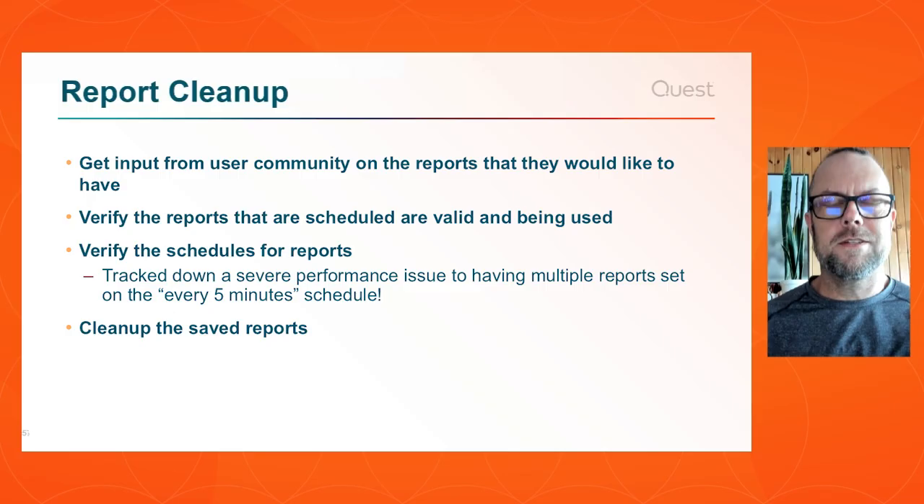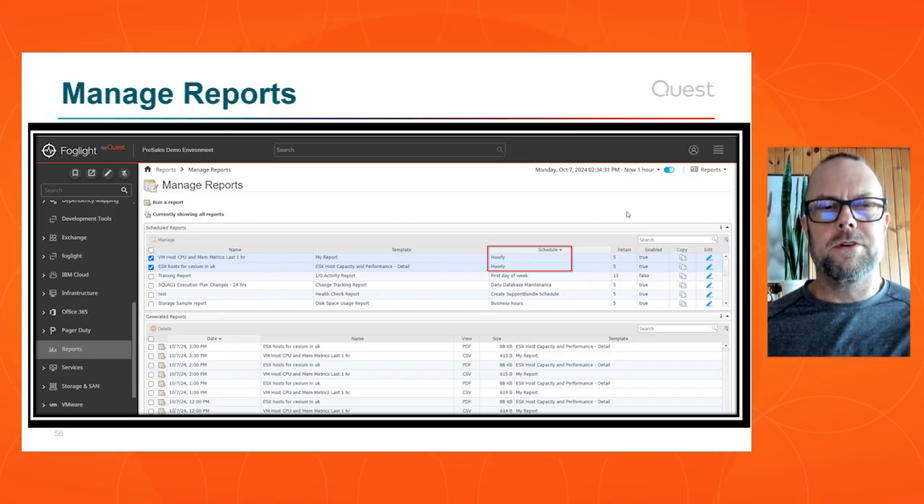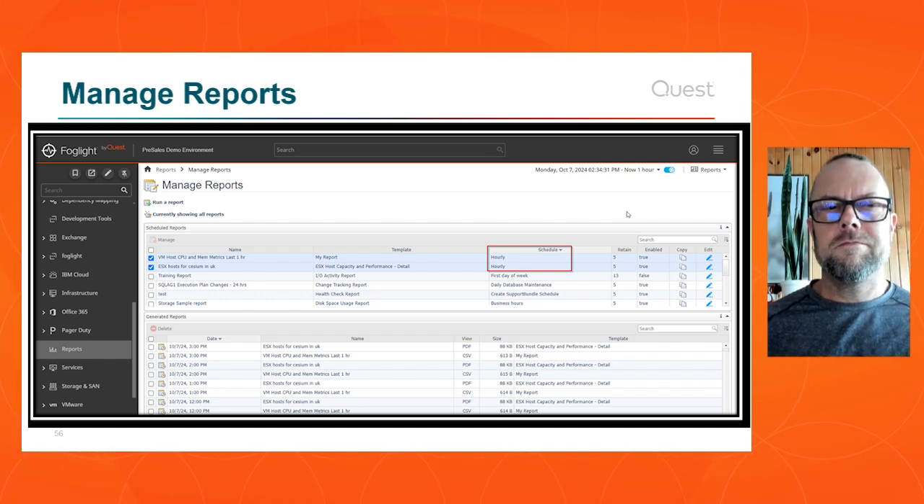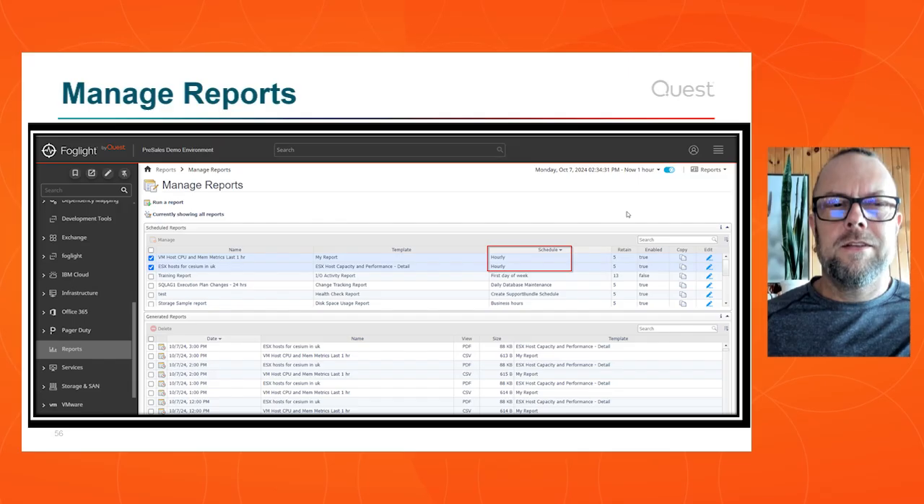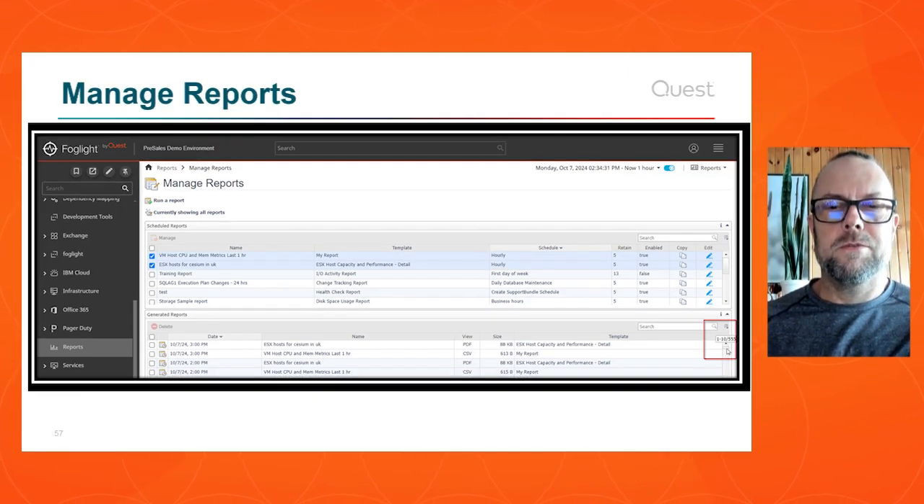And then finally, you can clean up any saved reports. So you do that all from the reports dashboard. There's a manage reports dashboard within that menu. I like to sort initially the scheduled ones by the schedule, and then I can look down the list and I can see things like, I've got these hourly reports set. I think these were done in our case for a demonstration. So I'd go ahead and probably either clear them or just set them to disabled.